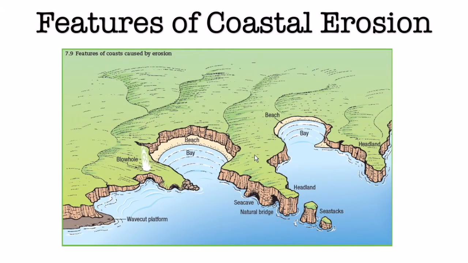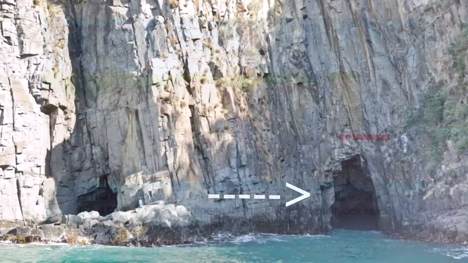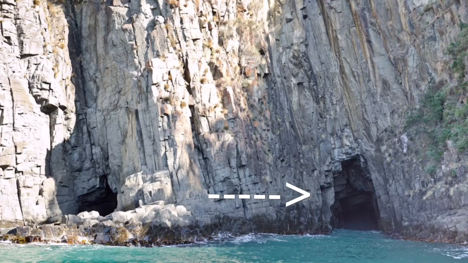Now moving on, we will be explaining about the features of coastal erosion. In this image, it shows all the features of coastal erosion. Weak areas are attacked by waves and are open to form a cave due to erosion from hydraulic action.